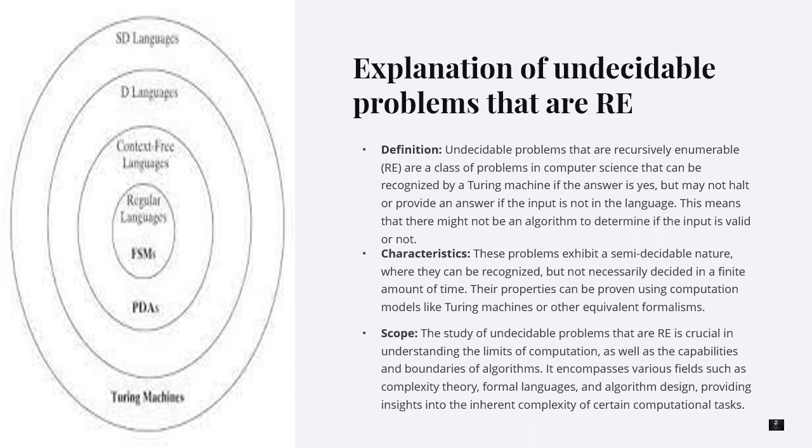These problems exhibit a semi-decidable nature where they can be recognized but not necessarily decided in a finite amount of time. Their properties can be proven using computation models like Turing machines or other equivalent formalisms. Scope: the study of undecidable problems that are RE is crucial in understanding the limits of computation as well as the boundaries of algorithms. It encompasses complexity theory, formal languages, and algorithms, giving insights into inherent complexity and computability.